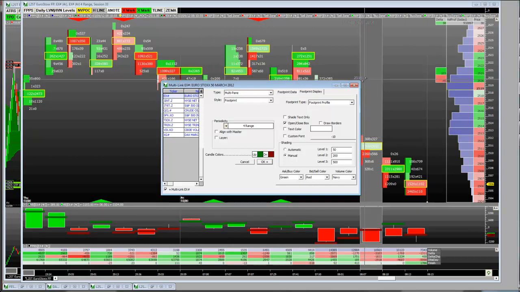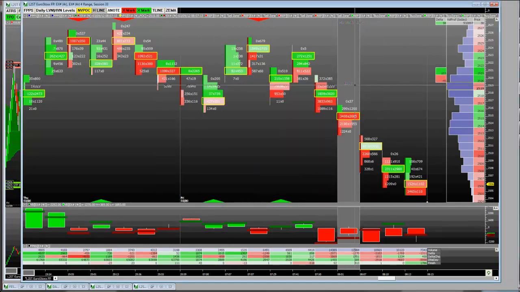And you can change the colors to whatever you like. Okay, I like red and green, but some of you will not like those colors, and you can feel free to change the colors.